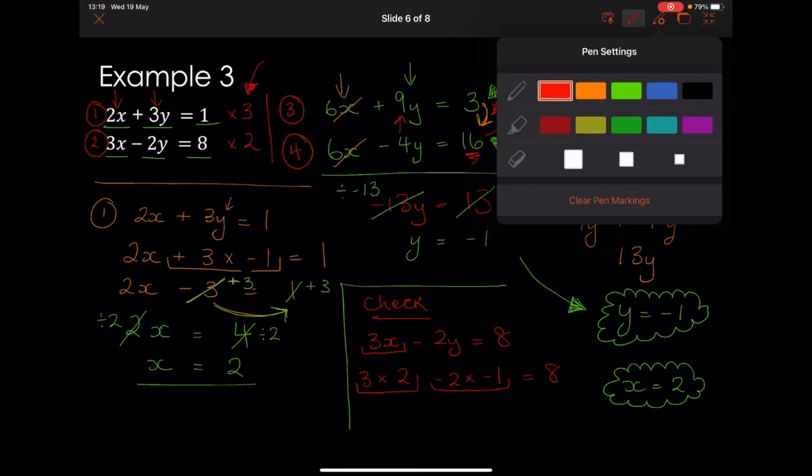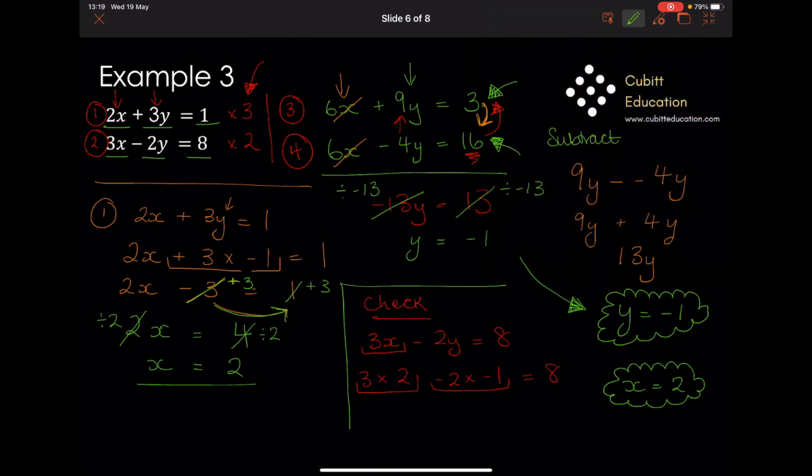Now the reason I do that with the little brackets underneath is to remind you to include your minuses correctly. So 3 times 2 there is 6. And then here we've got minus 2 times minus 1, and that just gives us a positive 2. Minus times a minus is a plus. And we know that 6 add 2 is 8, so we are correct. y equals minus 1 and x equals 2.